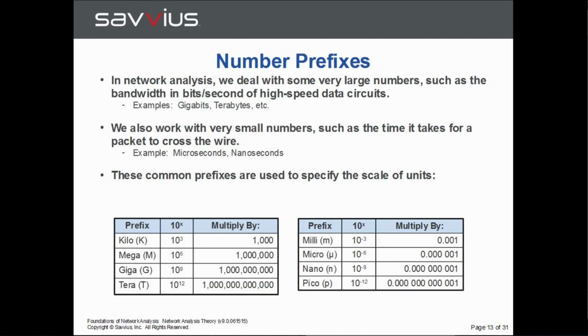Network analysis deals with the common number prefixes used when the numbers are very large or very small. For example, gigabit Ethernet or microsecond responses.